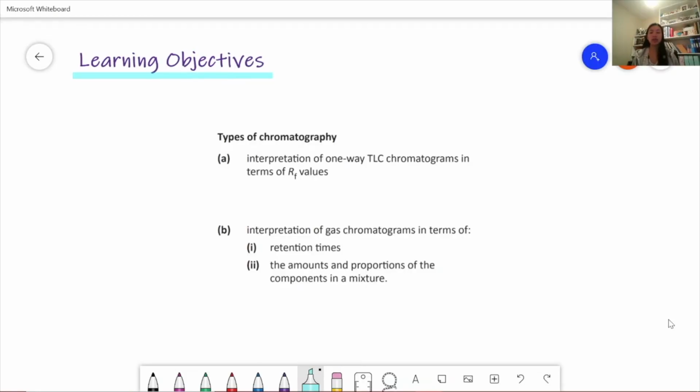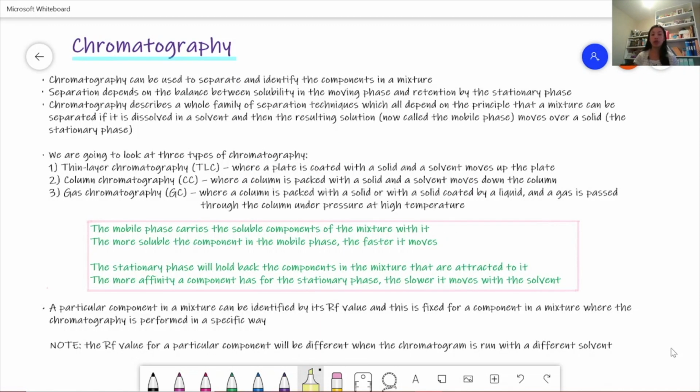Today's learning objectives are all to do with chromatography. First, we're going to look at the interpretation of one-way TLC chromatograms in terms of RF values, and then the interpretation of gas chromatograms in terms of retention times and the amounts and proportions of the components in a mixture. So now we're going to talk about chromatography.